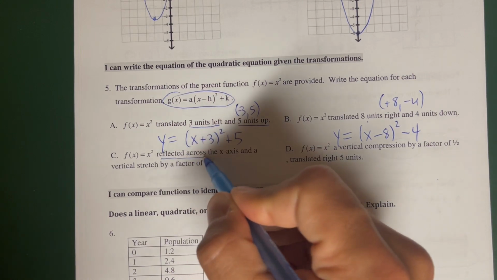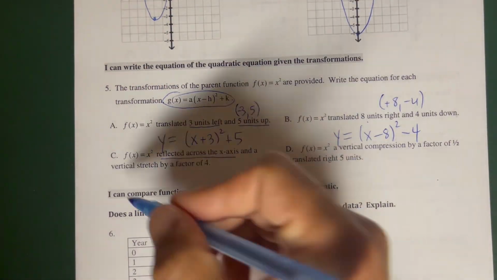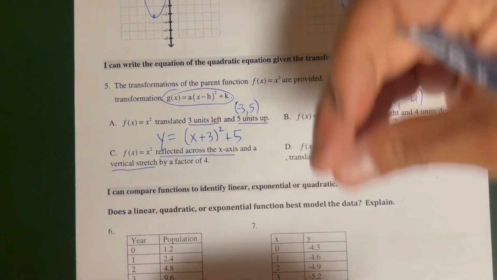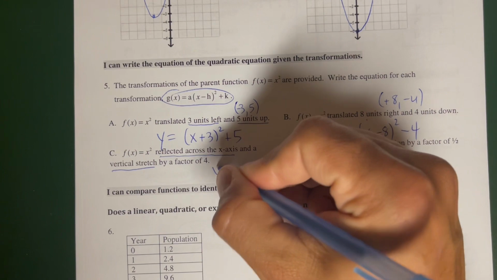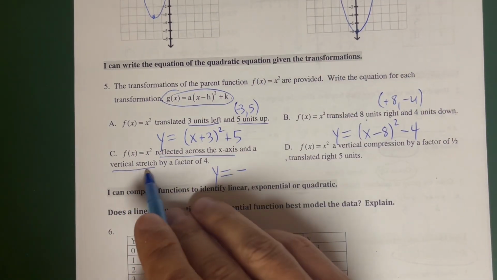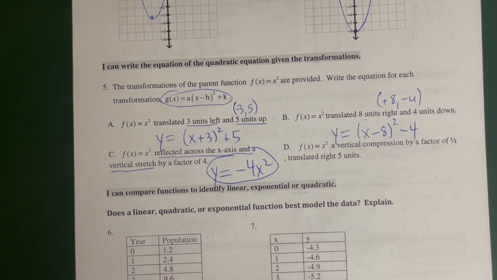All right, a couple of things here for part C. It's reflected across the x-axis. That means it's flipped upside down. And it has a vertical stretch. That means it's narrow, by a factor of 4, you're stretching it out. And so all we need here is a negative to flip it upside down. And a vertical stretch, or making it narrow, is multiplying by 4. So the answer is negative 4x squared.